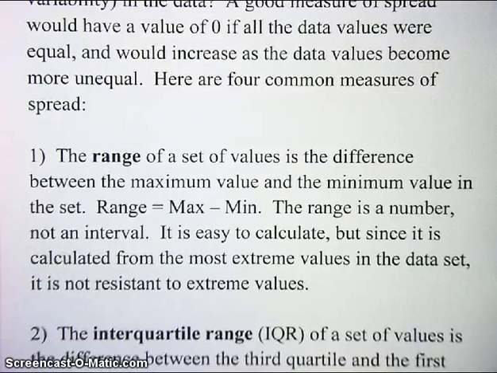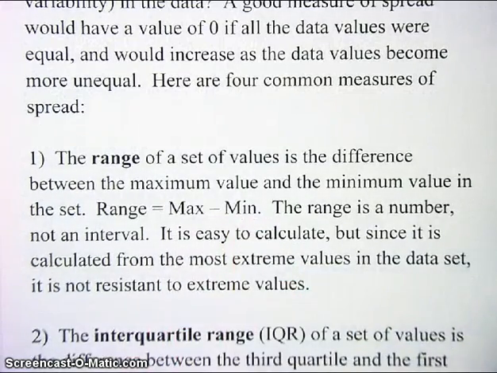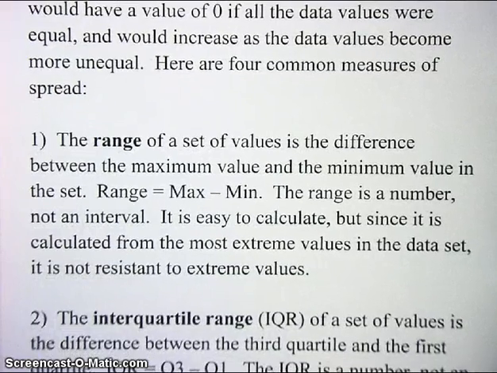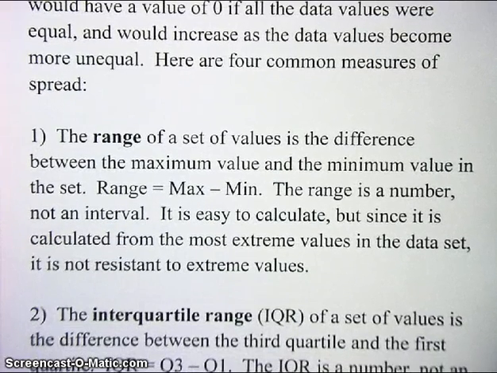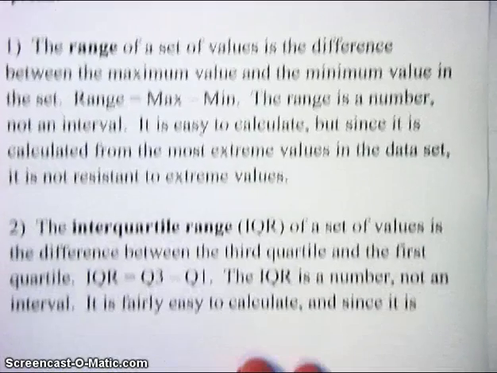The first is the range. The range of a set of values is the difference between the maximum value and the minimum value in the set. It's just max minus min. That's all it is. And that's a number. When you do this subtraction, you'll get a number. It's not an interval. You wouldn't say it's from here to here. You would just say it's this number. It's easy to calculate, but it's calculated from the most extreme values in the data set, and so it's not resistant to extreme values, and that's its major drawback.